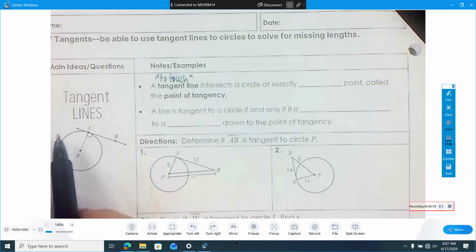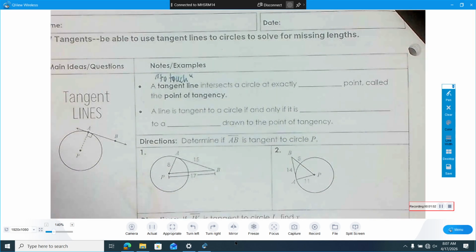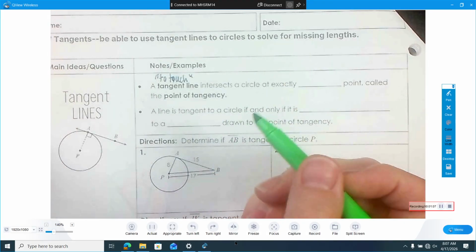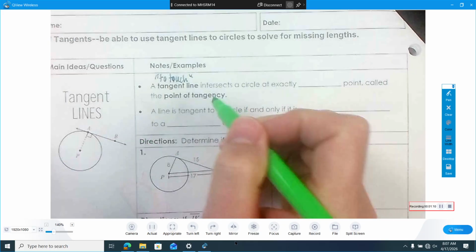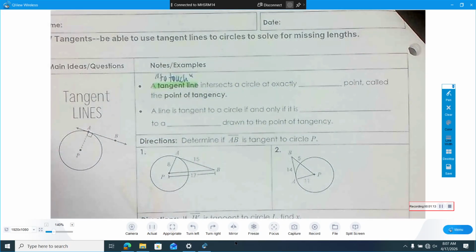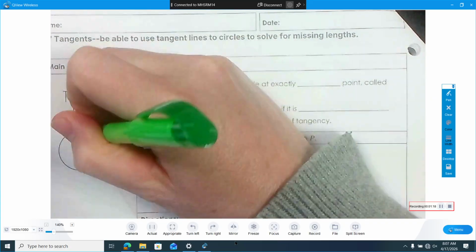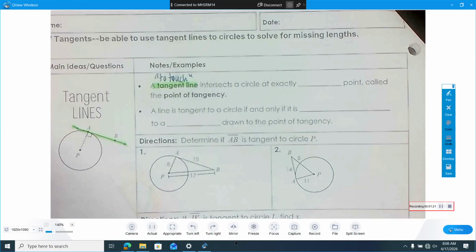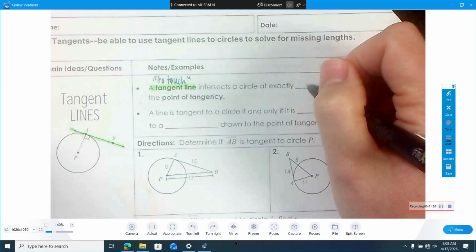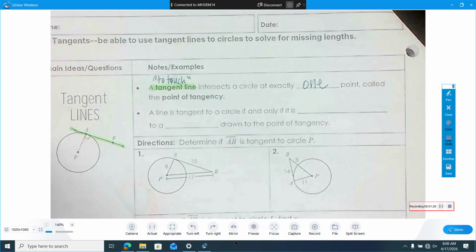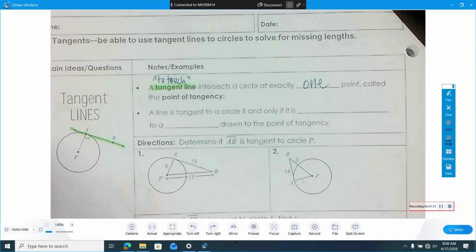A tangent line just touches the circle. You can see here we have our tangent line AB, and it is just touching the circle at a single point. It intersects the circle at exactly one point, called the point of tangency. And that's really important. So it touches at one point.